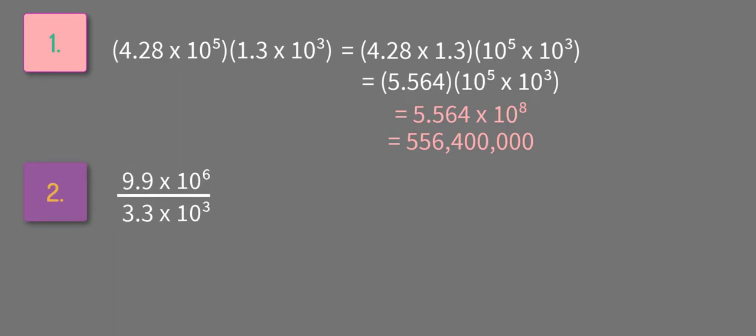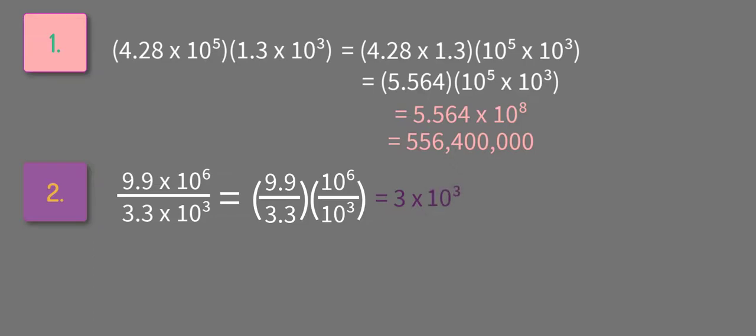All right, second problem, we're looking at division. Again, divide it up. 9.9 divided by 3.3 times 10 to the 6th over 10 cubed. 9.9 divided by 3.3, that's 3. And that's times 10 to the 6th divided by 10 cubed. We're dividing, same base, so we subtract the exponents. 6 minus 3 is 3. So it's 3 times 10 cubed. And again, in standard form, move the decimal place 3 places, so that's 3,000.